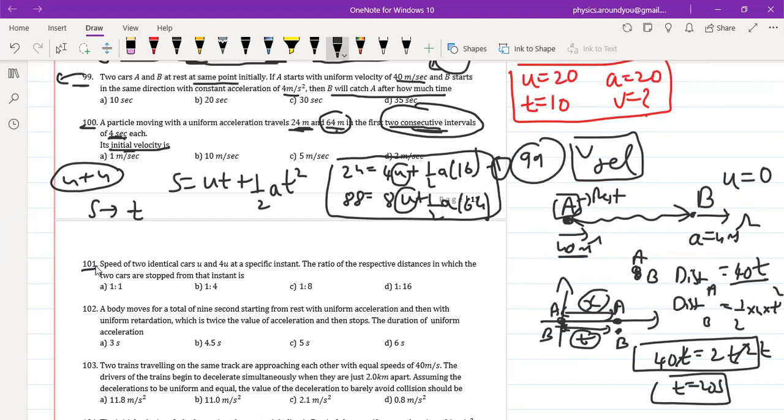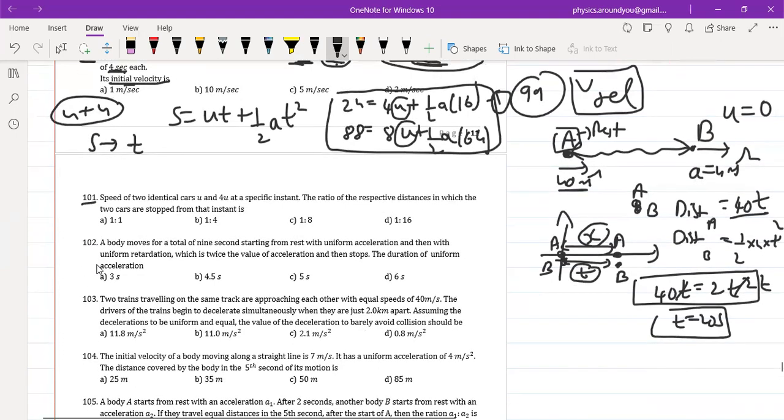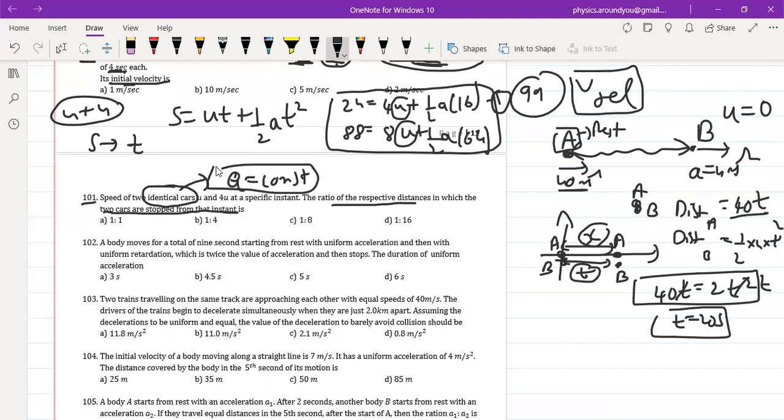Now going for 101. Speed of two identical cars, u and 4u. The ratio of the respective distances in which the two cars are stopped from that instant is? Identical cars, identical bullets, identical blocks. Whenever you see identical, the first implication we are looking at is that the accelerations of both cars are constant. Constant acceleration cases.